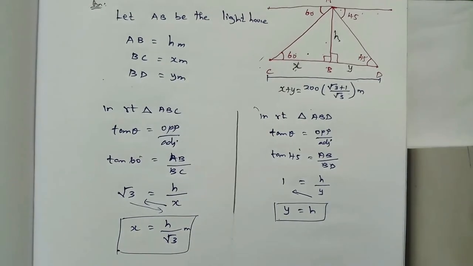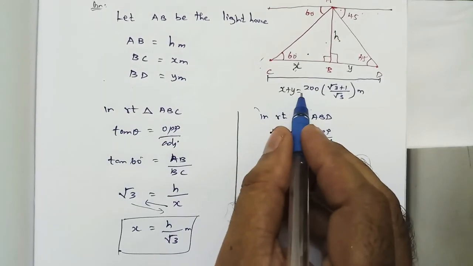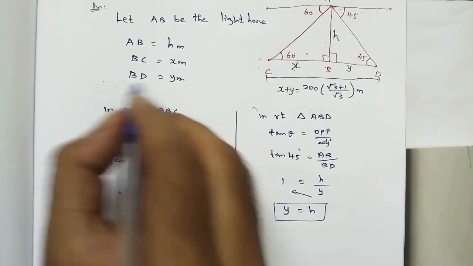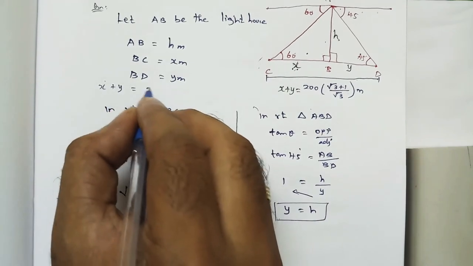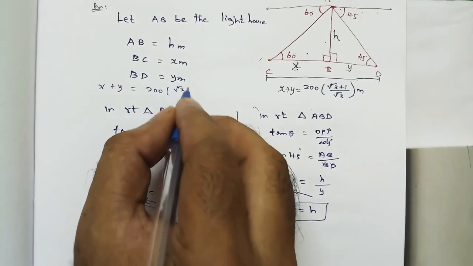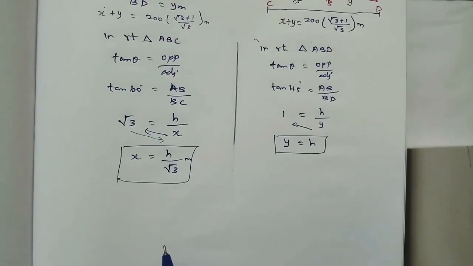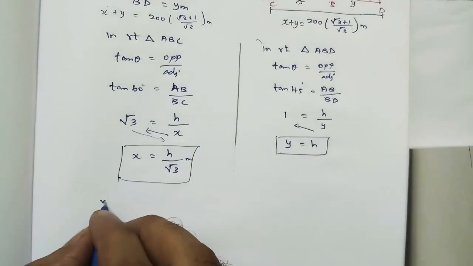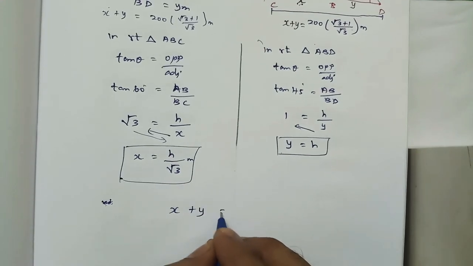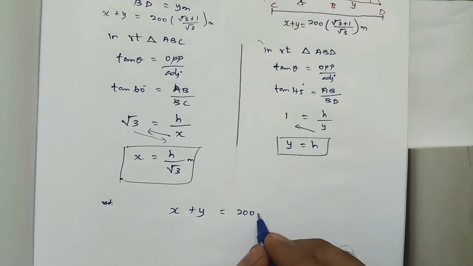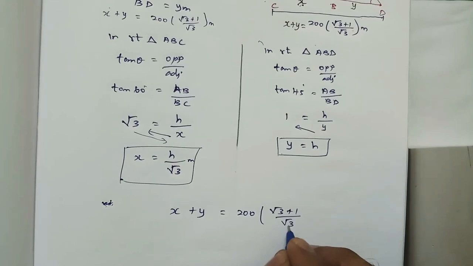Now we got the value of x and y, right? What do we already know? x plus y is equal to, as given, the distance between the two ships, that is x plus y. x plus y is equal to 200 into (root 3 plus 1) divided by root 3 meter, right? So we want to equate. Now we know that in the given itself we have x plus y is equal to 200 into (root 3 plus 1) divided by root 3 meter, right?